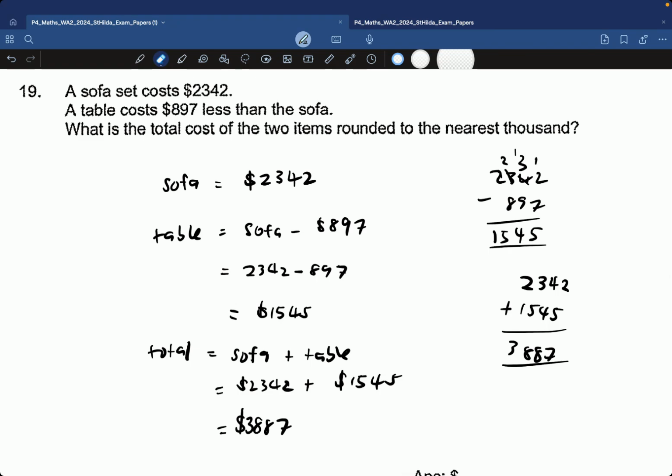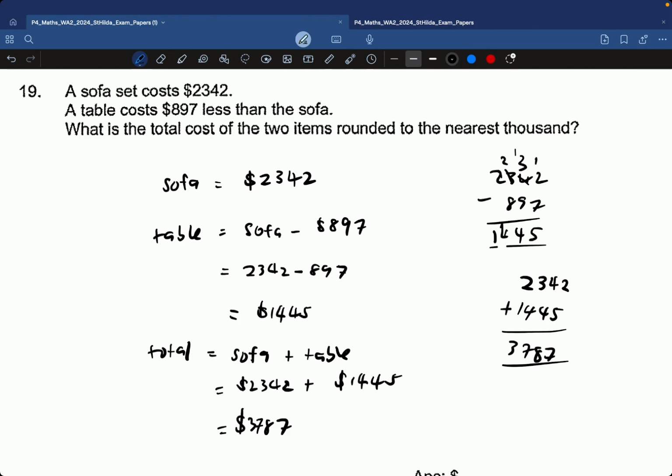Oh, sorry, I got this wrong. So this is 22. I misread it. 22 minus 8, this is 1,445. So this is 1,445, right? So if we add them up, it's not 3,887, it's actually 3,787. Okay. So I'm gonna remove this. So it's 1,445, 1,445, 3,787.